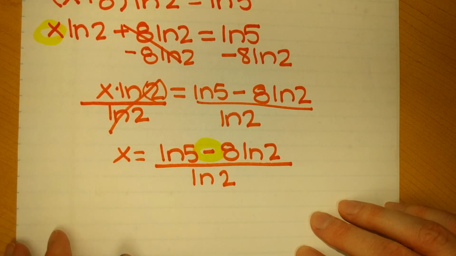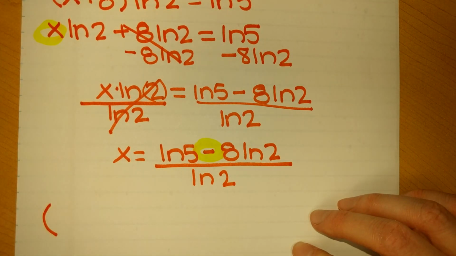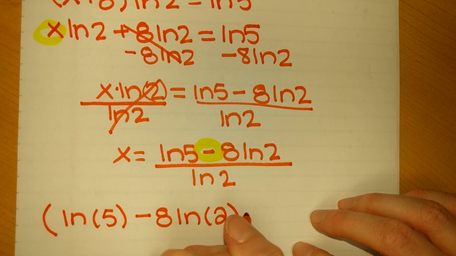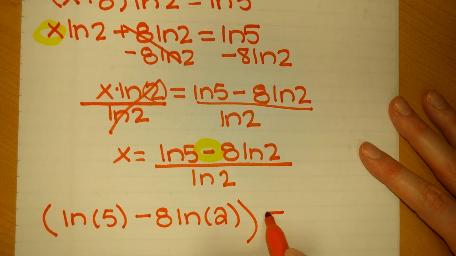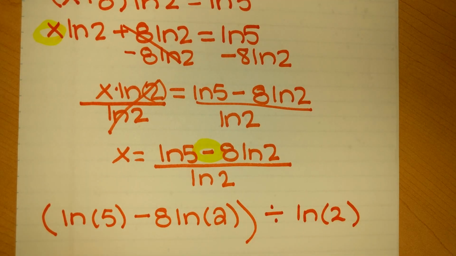Now, if they asked you for a decimal approximation, what you would do is type in on your calculator parentheses, natural log 5, parentheses, minus 8 natural log 2, parentheses. We had 2 terms in the numerator, so we need parentheses to say that that whole thing is our numerator, and then divided by natural log 2. Because there's only one term in the denominator, we technically can get away without parentheses. So that would be our final answer, that decimal approximation, or the answer in terms of natural logs.